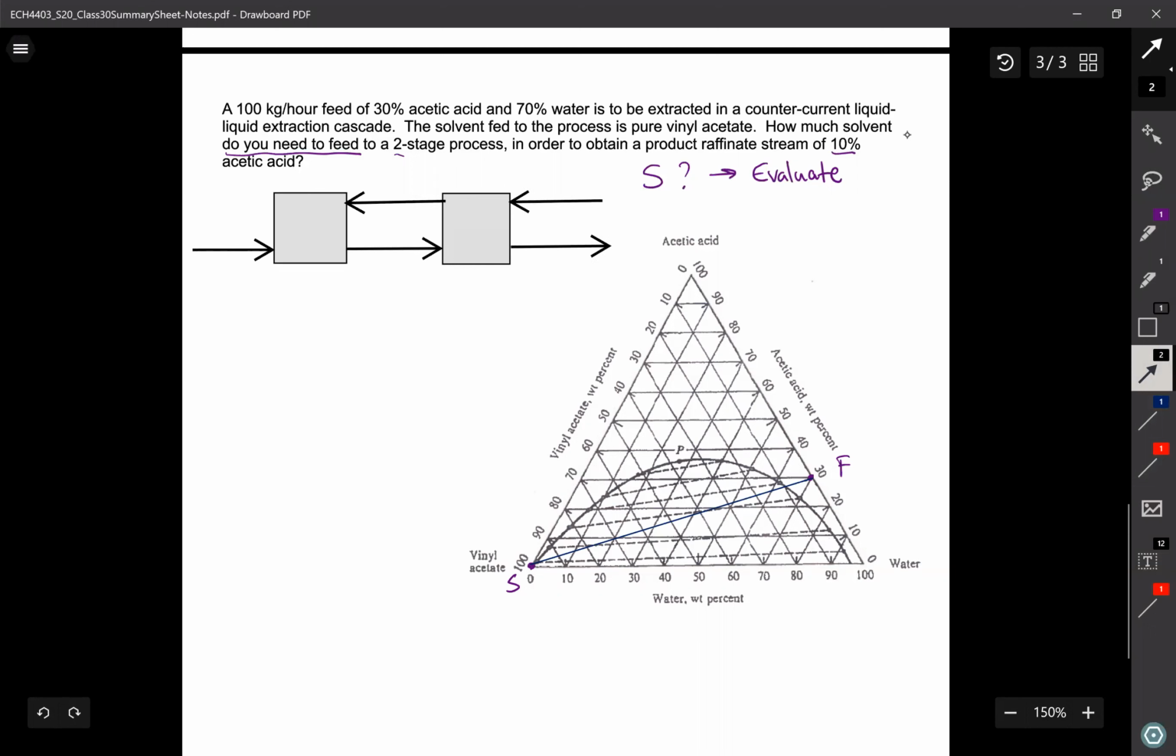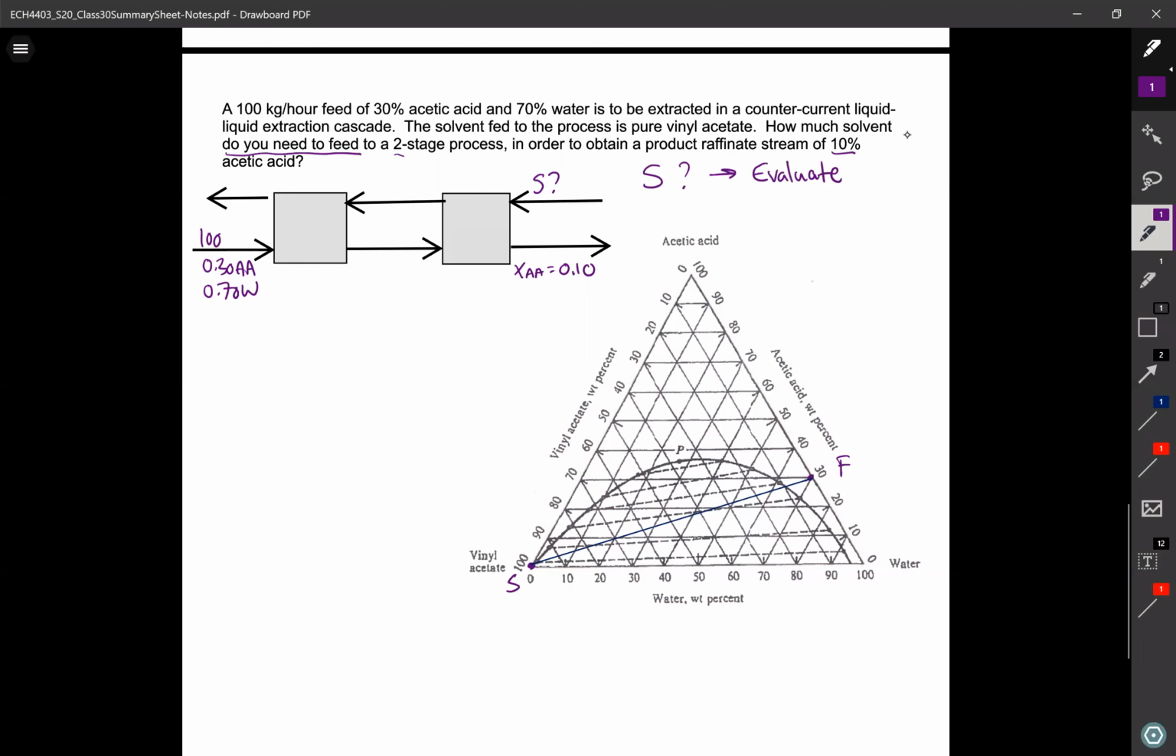And now this time, instead of knowing what the solvent flow rate is, I know that I've got 10% in the last raffinate stream. My feed is still the same, 100 kilograms per hour, 30% acetic acid, 70% water. And S, I don't know what the flow rate is, but I know it's 100% vinyl acetate. So I don't know where the mixing point is. So that's one issue, but I'm going to keep going. I know that my last acetic acid is 10%, and I know that it's coming off of stage 2. Therefore, R2's composition is there.